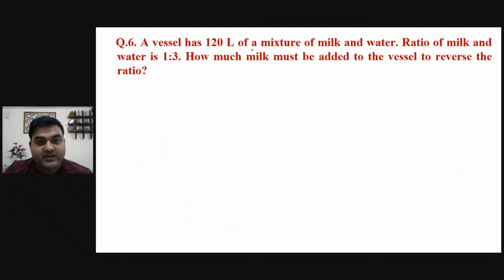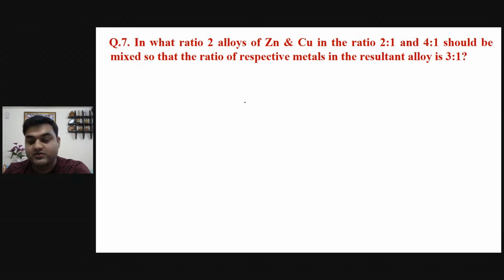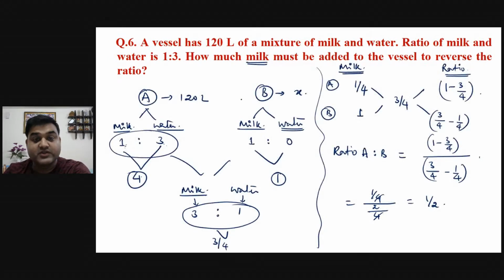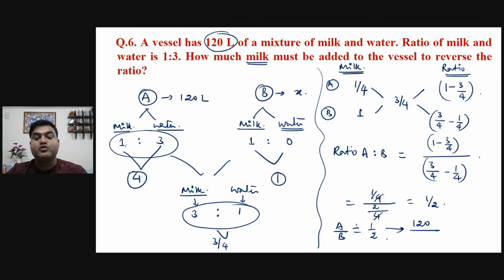Now they are asking the quantity of milk, not the ratio, right? They are not asking you to find the ratio. They are asking one step extra, the quantity. You know A by B is equal to 1 by 2. This is the ratio, and you also know the quantity of one of them. A is 120 liters. B you do not know how much it is, so X. Cross multiply, so the value of X will be 2 into 120, that is 240 liters.